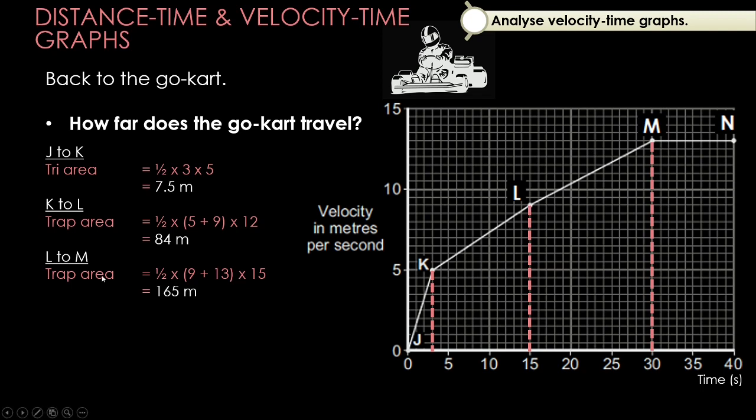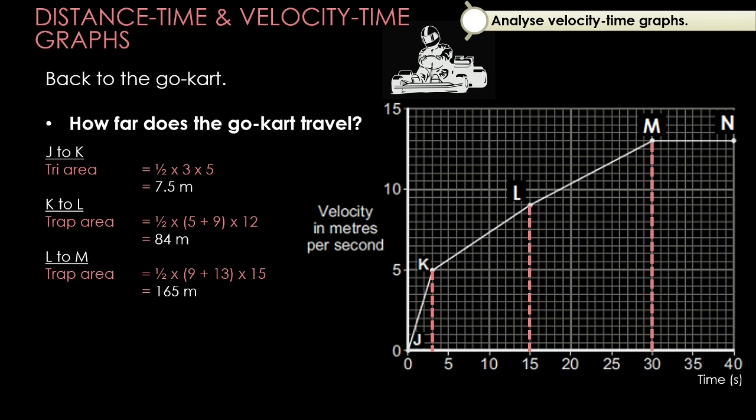165. Notice what you're essentially doing when you're finding the area of a trapezium is you're just getting the average of these two lengths. 9 and 13 multiplied by half gives 11, so it's the average of these two sides. 5 plus 9 multiplied by a half is 7. So again, it's just the average of these two sides. So you're just getting the average of these two sides and multiplying them by the other side there to give the answer.